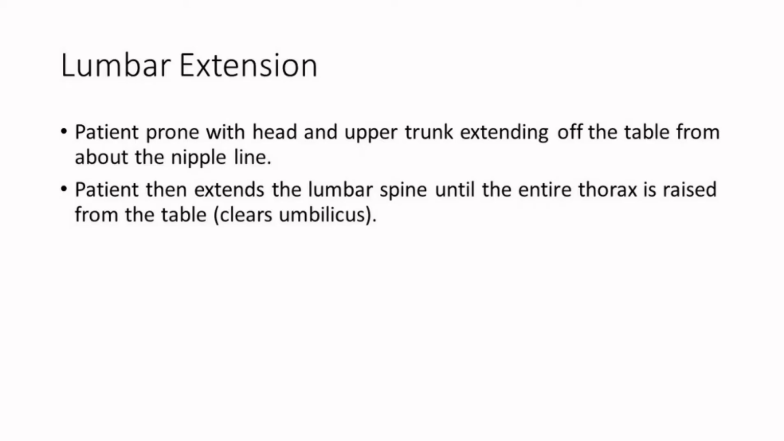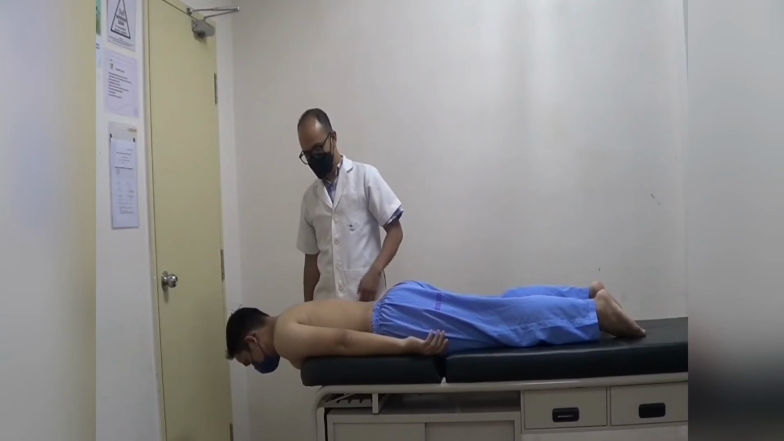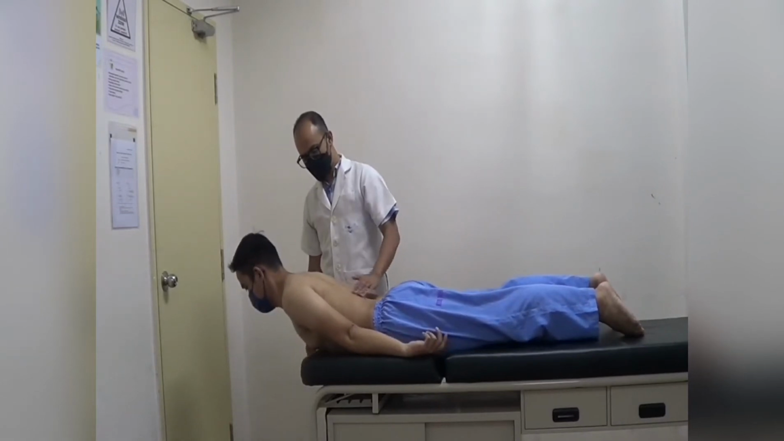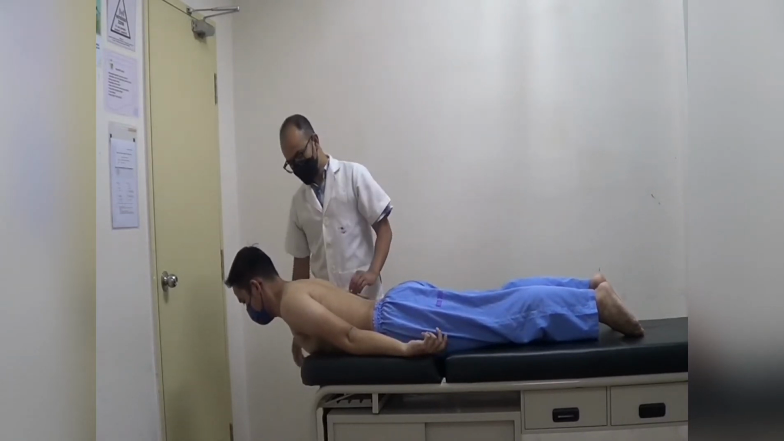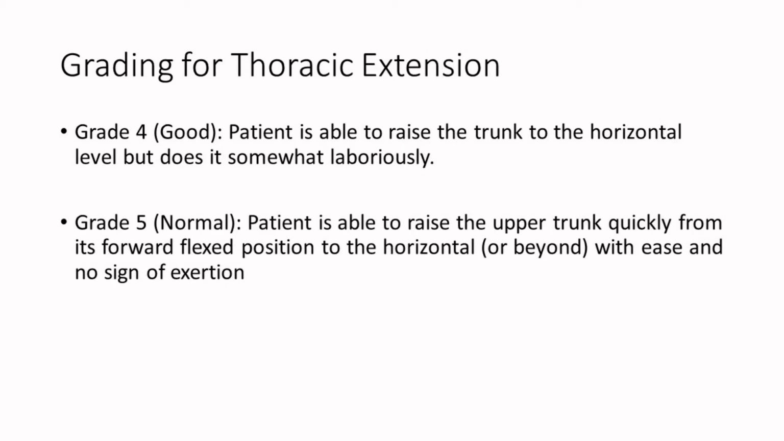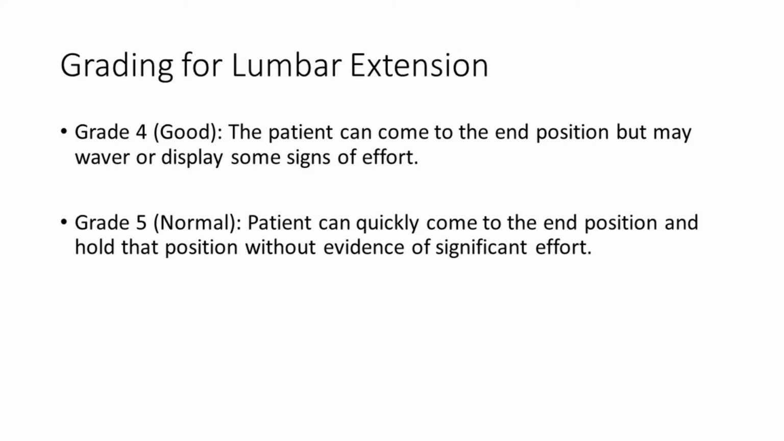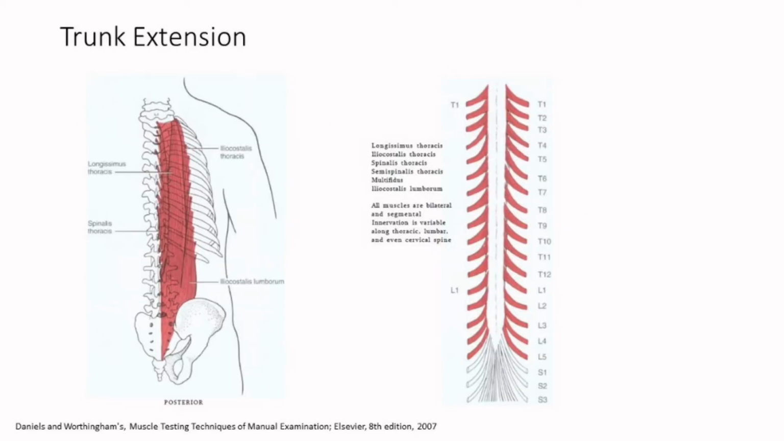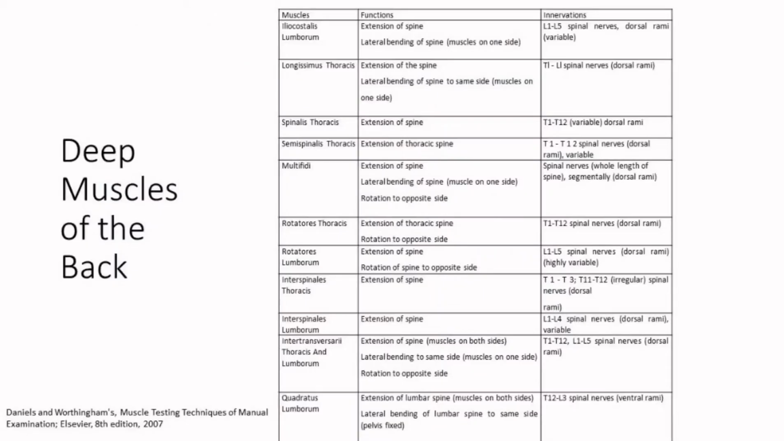Lumbar extension. Patient prone with head and upper trunk extending off the table from about the nipple line. Patient then extends the lumbar spine until the entire thorax is raised from the table, clearing the umbilicus. Grading for thoracic and lumbar extension. The grade 5 and grade 4 tests for spine extension are different for the lumbar and thoracic spines. Beginning at grade 3, the tests for both levels are combined. These are the muscles involved in thoracic and lumbar extension.